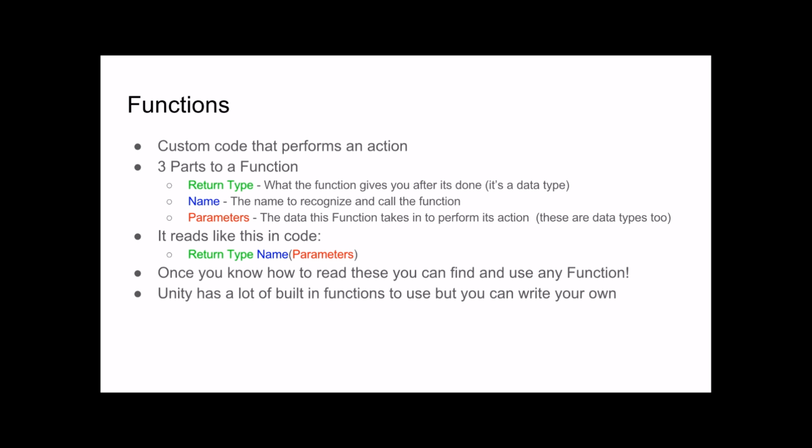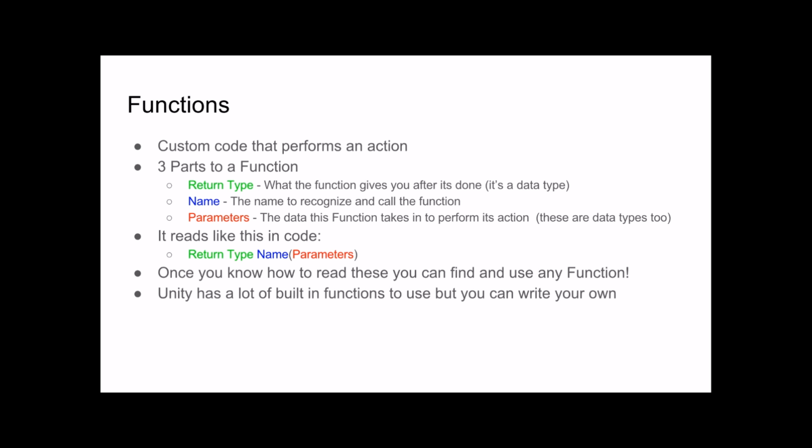So you can make custom code that does things, and Unity has a bunch of functions that C# and Unity's API give you that will allow you to just call functions to do work for you. And there are 3 parts to a function, and this is important because it's going to allow you to read any function if you understand this.